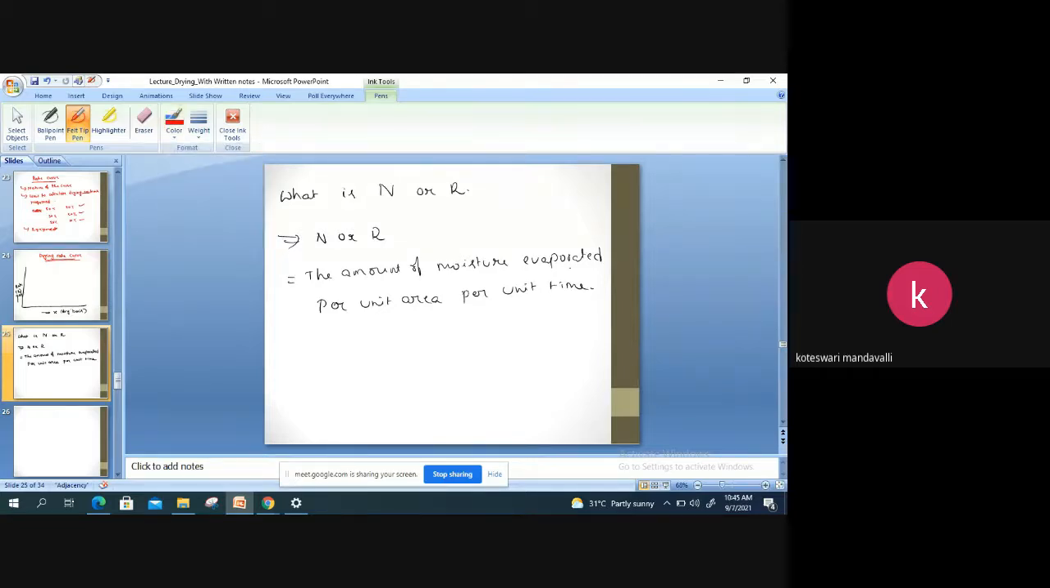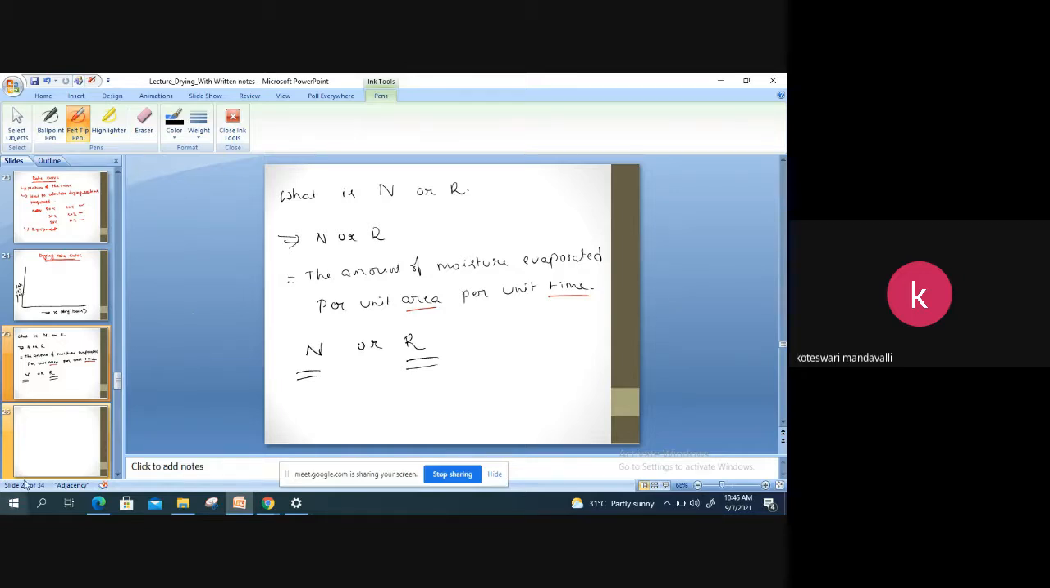So moisture flux removal. Flux means amount per unit area per unit time, we assume. So by this definition, it is similar to flux. That is why you can represent this in terms of N or R. It is up to you which nomenclature you use. Both are correct, because some textbooks use N and some use R. The only thing is it represents the amount of moisture evaporated per unit time per unit area.